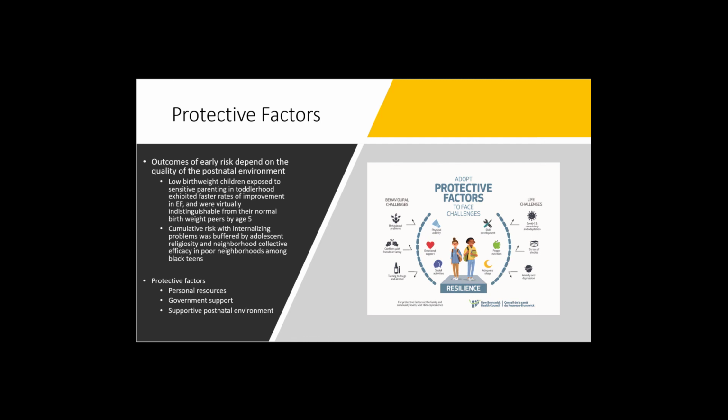Some protective factors are personal sources, government support, and supportive postnatal environments. So again, going back to the Bronfenbrenner model, it's not just personal resources, which are great. Sensitive parenting does impact development for children at risk, but also, as that second bullet point shows, and it's actually a study from a good friend of mine, neighborhood effects and legislation, countrywide effects, could protect a vulnerable, at-risk child from poor long-term developmental outcomes.